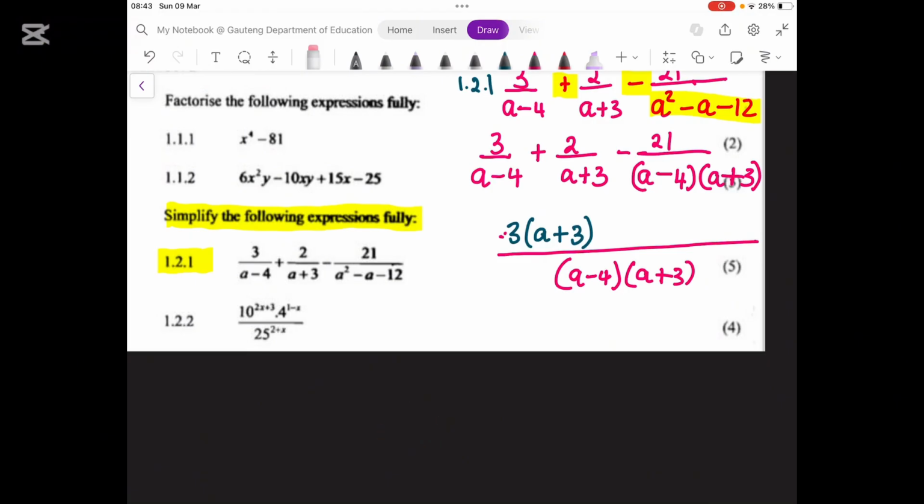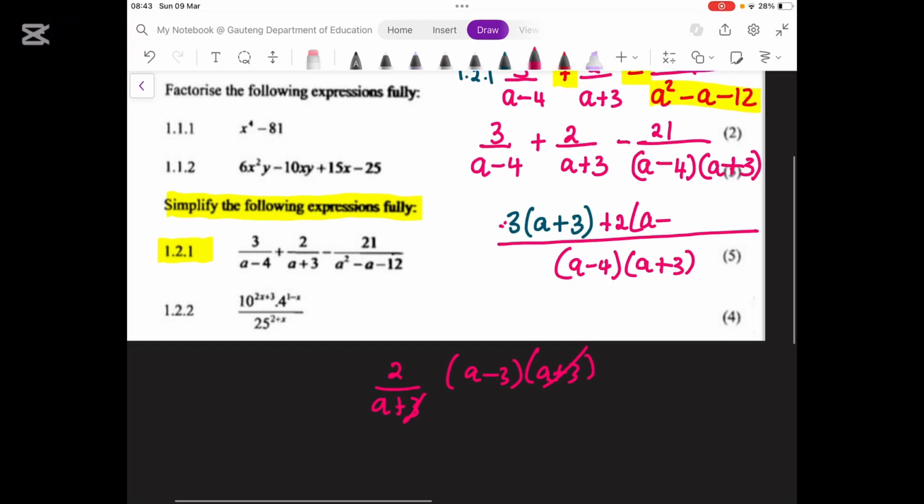Multiply the next term with the LCD also. I will have 2 over a plus 3. What is my LCD? It is a minus 4 into a plus 3. So this and that cancel. So you are left with 2 into a, my LCD is not a minus 3 here, it is a minus 4. So you are left with 2 into a minus 4.